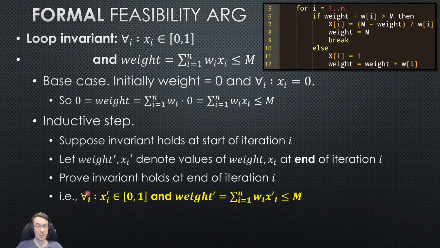Okay, so what's the precise statement that we want to prove, that the invariant holds at the end of iteration i? It's, for all i, each xi prime is in 0 to 1, and weight prime is exactly equal to the sum from i equals 1 to n of wi times xi prime, which is also less than or equal to m. Okay, so it looks quite a bit like the loop invariant, right? But we've got a couple primes in here which tell us these are the values at the end of the loop. Why didn't I use a prime for wi? Because it doesn't change.